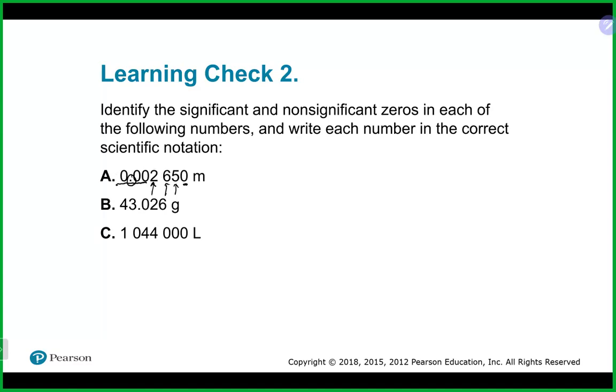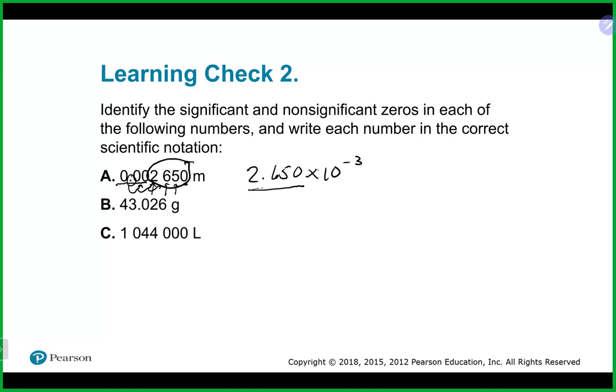Remember, we want to turn this into a number between 1 and 10. That means we need to take our decimal point over to the right 1, 2, and 3 places, and we need to keep all of those digits. 10 to the minus 3: small number, negative exponent, right? This number now has four significant figures to match the four significant figures in our original number. Any questions on that one?